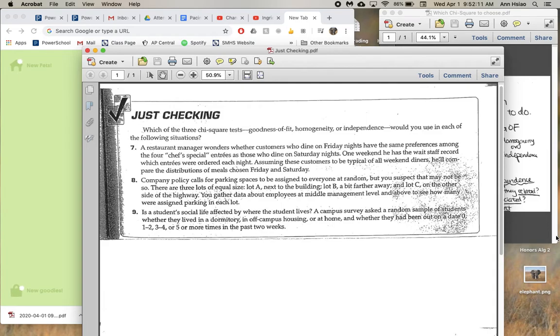This is Chapter 12, Statistics Review. And today we're going to put all our chi-squares together. All right, so we have goodness of fit, homogeneity, and independence. And specifically, what we're going to work on today is how do we tell which chi-square test to do?